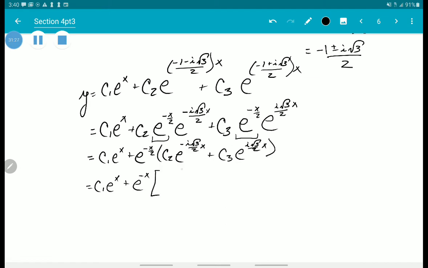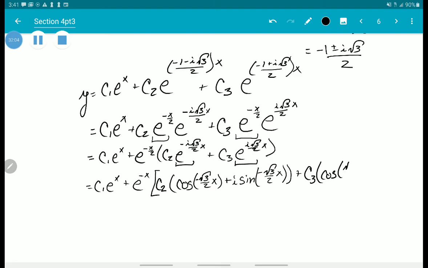And now we can apply Euler's to both of those pieces. So we have C2 times cosine of negative root 3 over 2x, plus i sine of negative root 3 over 2x, that's C2, plus C3 times cosine of root 3 over 2x, plus i sine of root 3 over 2x.